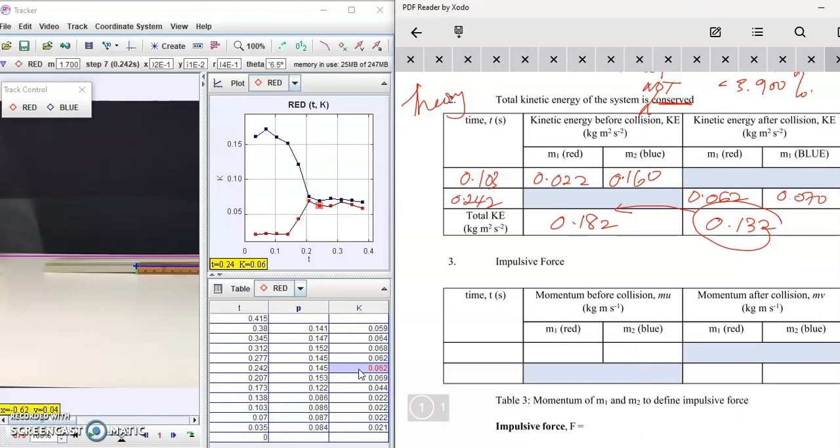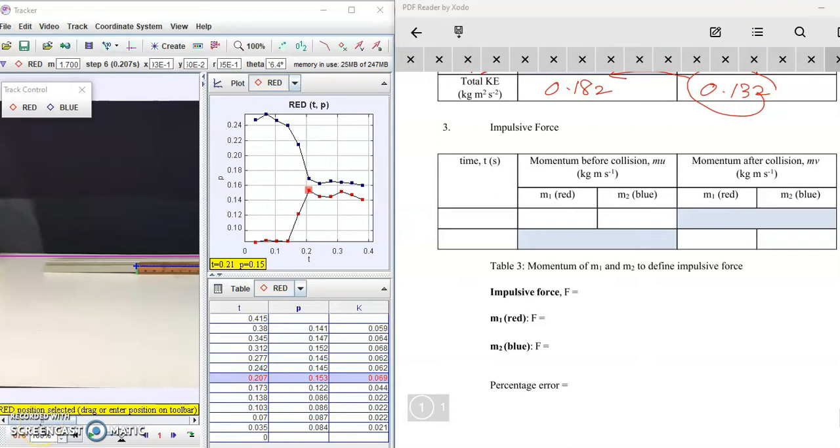In an inelastic collision, kinetic energy is not conserved due to the action of internal friction. Some of the kinetic energy turns to vibrational energy of the atom, causing heating effect, and the bodies are deformed. Alright, now we continue to impulsive force.